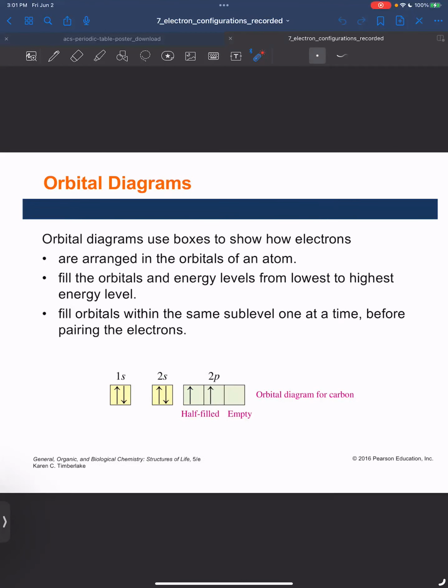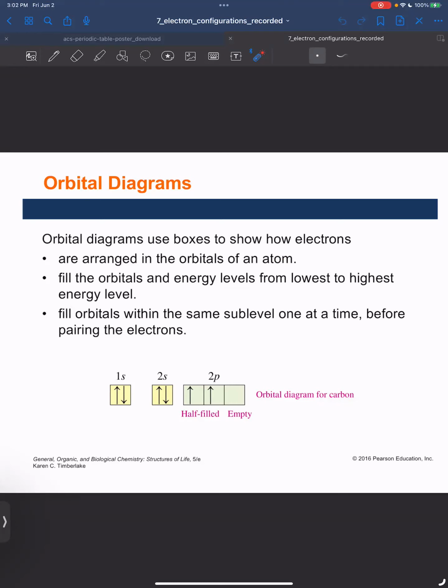I always found that if you can derive the orbital box diagram, then you can translate it into the electron configuration. So orbital box diagrams use boxes to show how electrons are arranged in the orbitals of an atom, because that's our whole goal here: figuring out where these electrons are located, what types of orbitals they are in. And I like to think of orbitals like available apartments for the electrons to spend their time in.